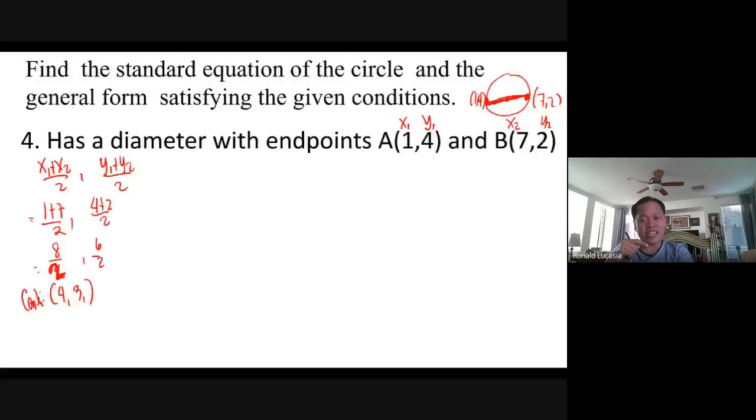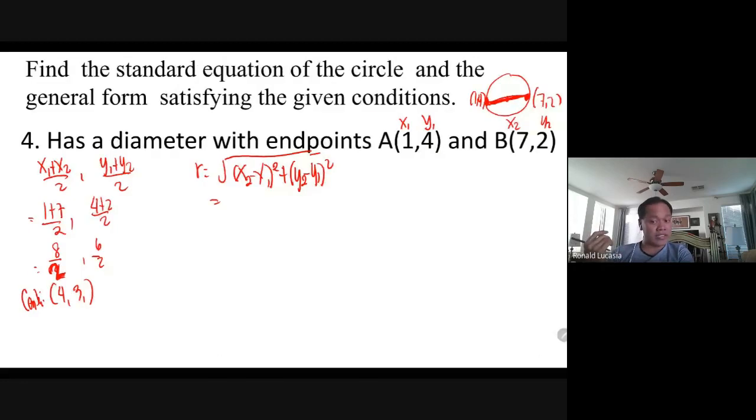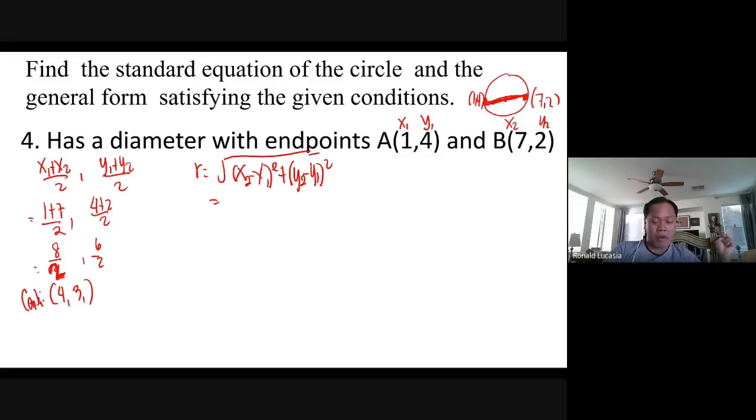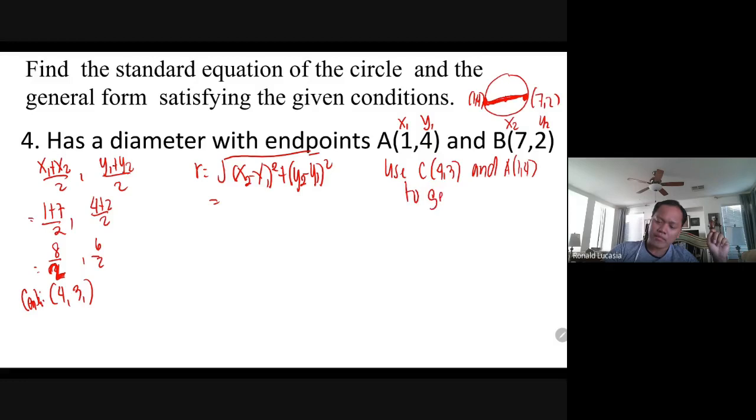Ang radius ngayon is the distance from the center to B and from the center to A. That's the radius. So basically, gagamit ako dito ng distance formula: the square root of x sub 2 minus x sub 1 quantity squared plus y sub 2 minus y sub 1 quantity squared. So pwede akong gumamit ng center and A, center or B. It will not change the answer. The same lang makukuha ko dyan. So let's try center and A. Use C (4, 3) and A (1, 4) to get the radius.